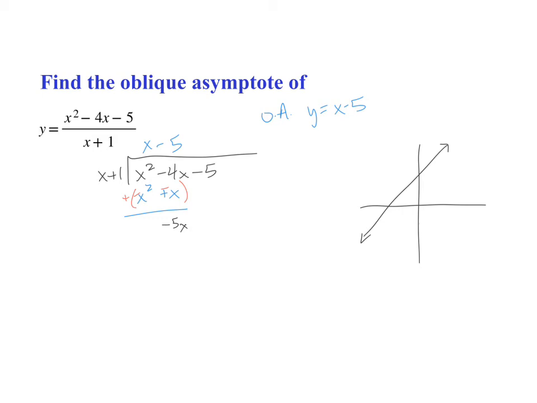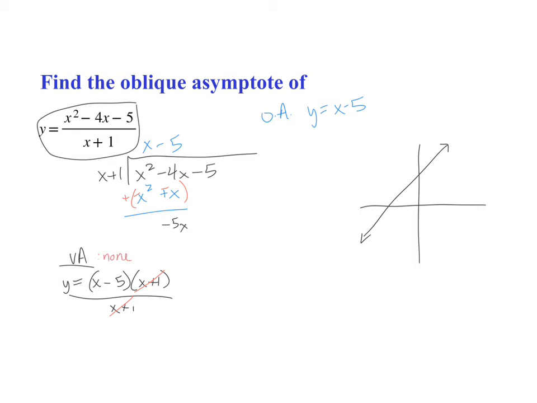If we would have calculated from our original equation our vertical asymptotes first, so if we would have factored our top equation, we would have got x minus 5 and x plus 1. So you can see the x plus 1 would have cancelled, so we have no vertical asymptotes, because there's nothing left on the bottom, but we would have got a point of discontinuity at negative 1. And it ends up being at negative 1, negative 6.